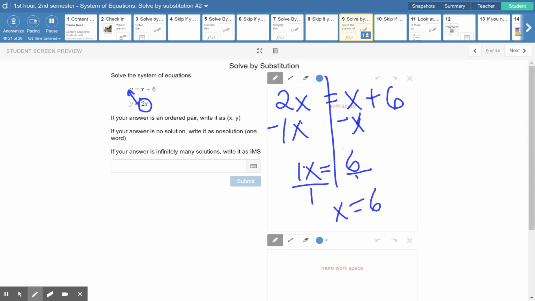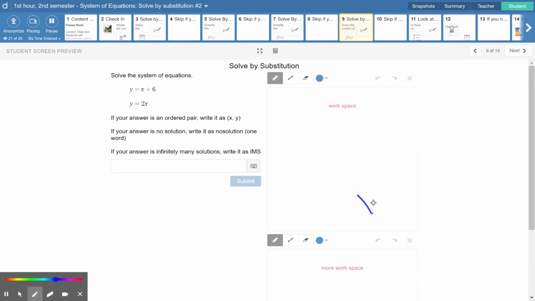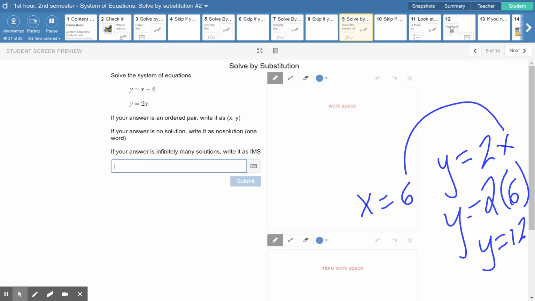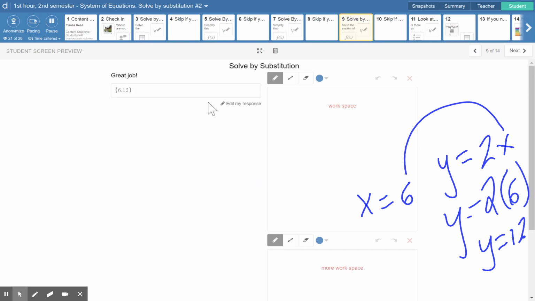You get to decide which variable or which equation you want to plug in. So we found x to equal 6. Now it does not matter which equation you plug that into. I will plug it into the second one. And then y equals 2 times 6. So y will be 12. So it becomes an ordered pair. So it would be 6, comma 12. Let's double check. All right, we know that we did it correctly.